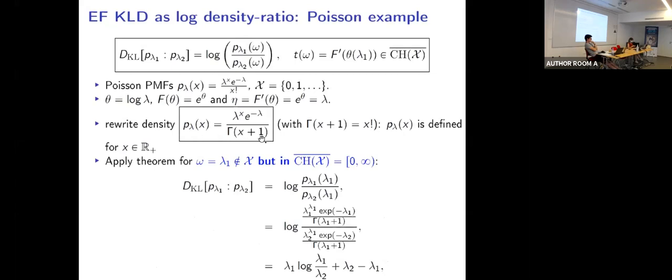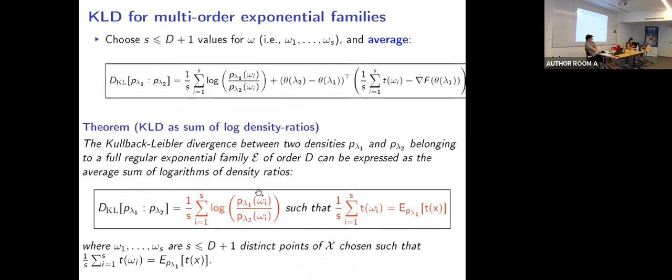And by doing that, what we need to do now is to choose omega such that we can annihilate this term by taking this equality. And let's write it like that. Okay, so we find again the KLD between two Poisson PMF. So when we have a multi-order exponential family, the trick is to use not one but S sigma points and to make the average. By doing the average, we have the Kullback-Leibler divergence, which is expressed by this quantity.